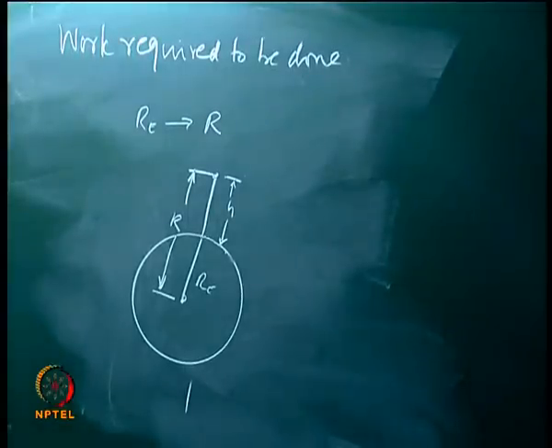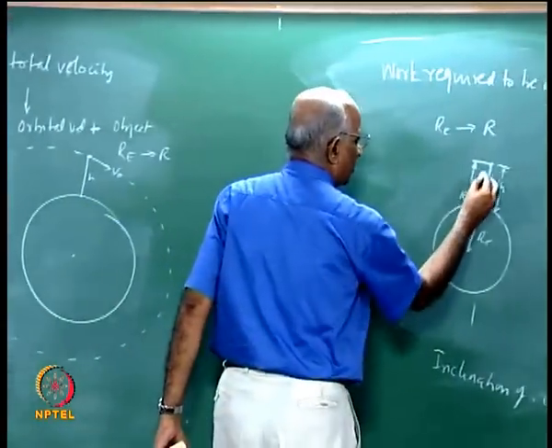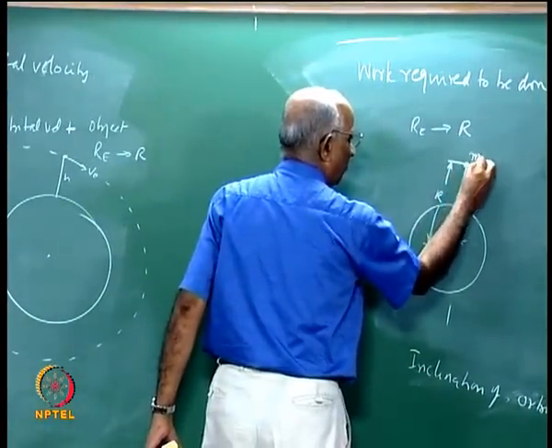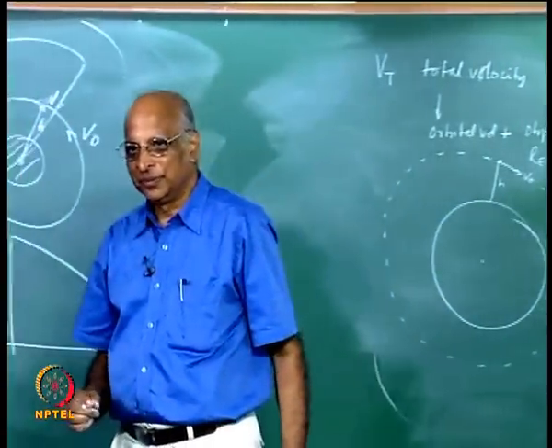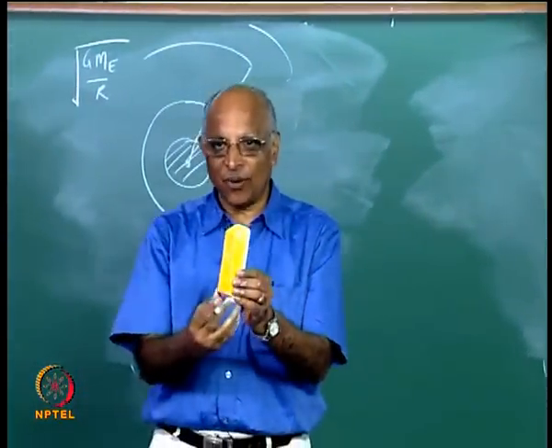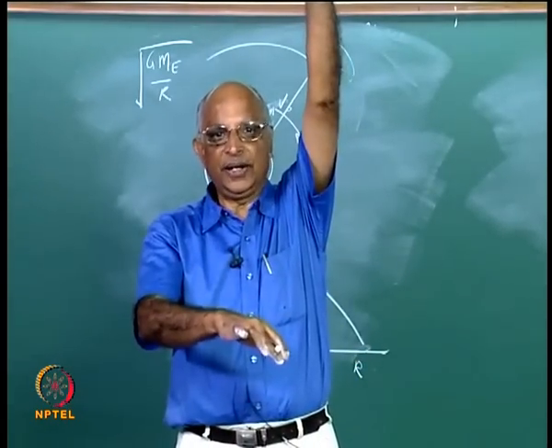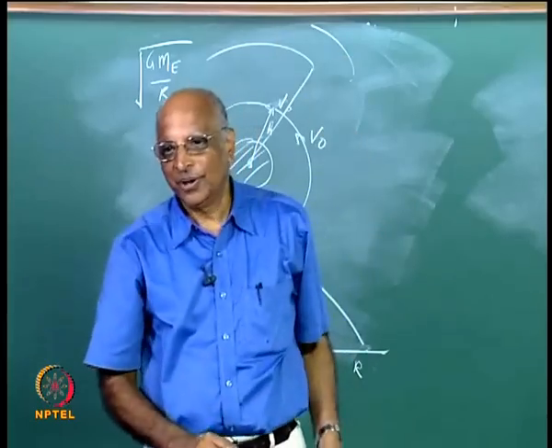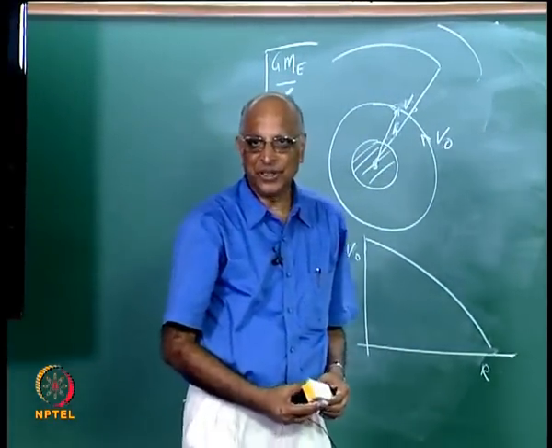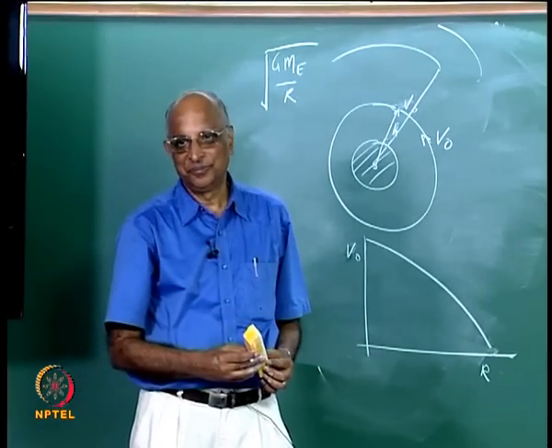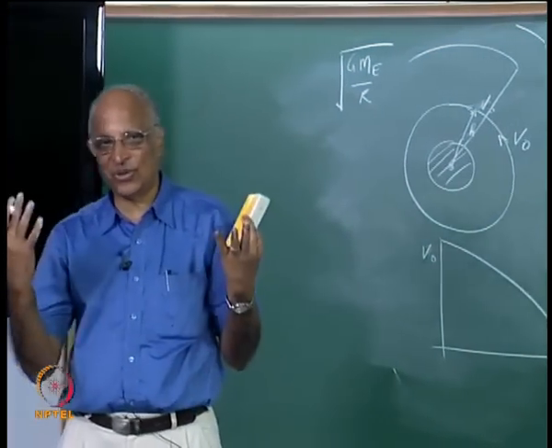What is the work required to be done? Let us say that the mass of the object or mass of the spacecraft is small m. How do I calculate the work done, or the potential energy required to take the spacecraft from the surface of the earth to a height h? How do I do it? Any suggestions? Yes? How will you solve this problem?